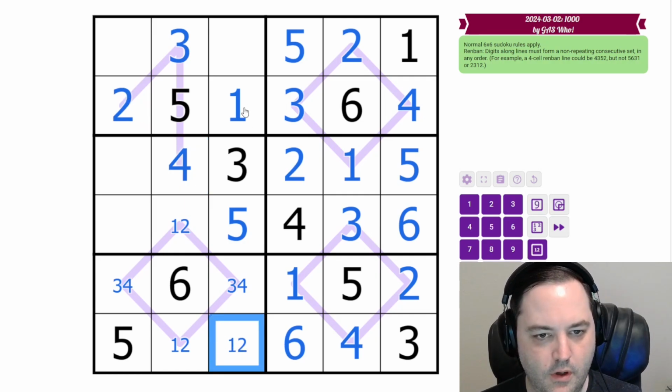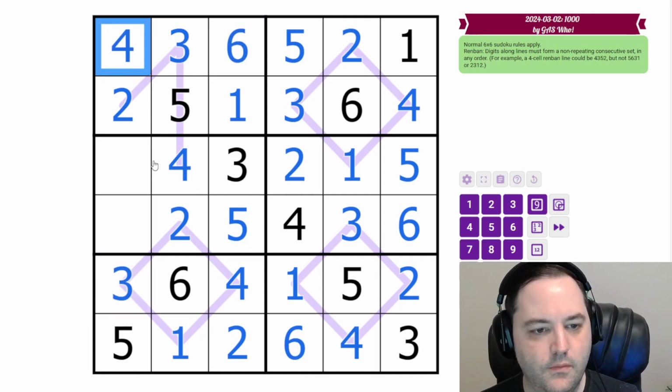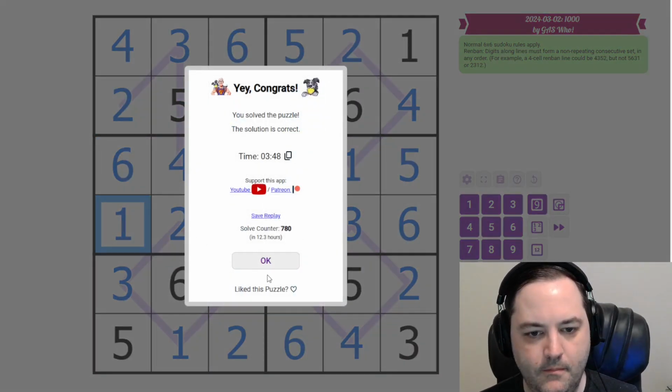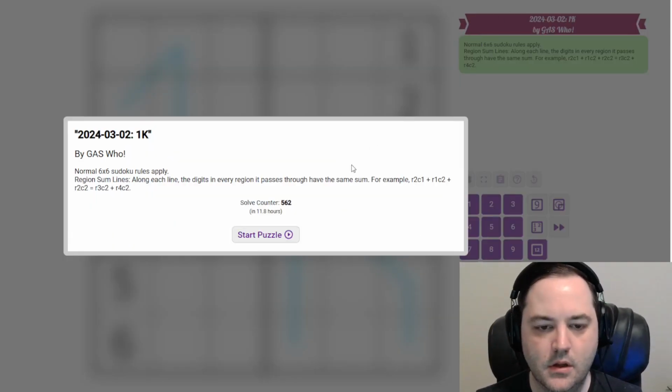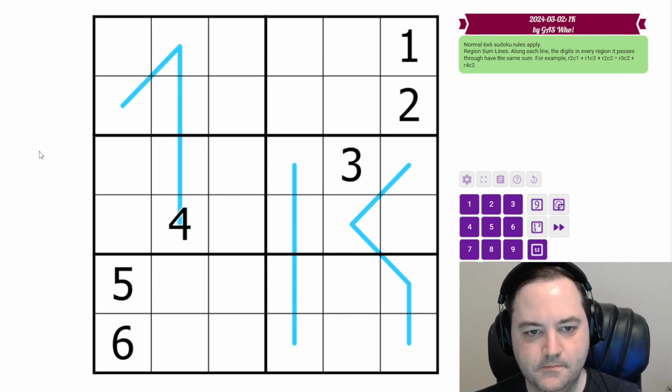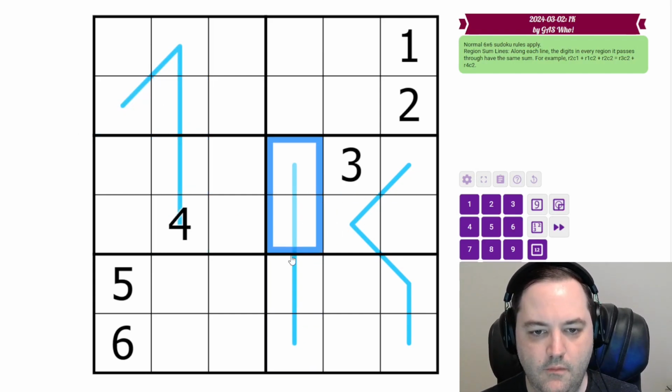This is not 4 either, and the 1 here doesn't make 2s. The 3 here is 4 and 3, and 6, 4, 6. And that is 1,000. This is 1K. We have our lines this time in the shape of 1 and K.